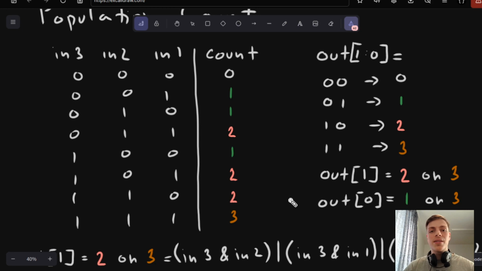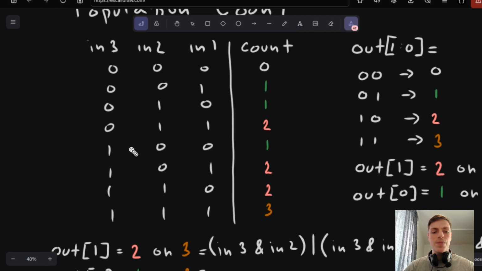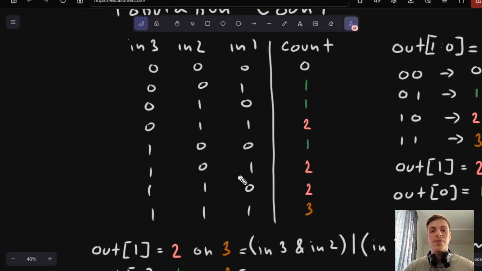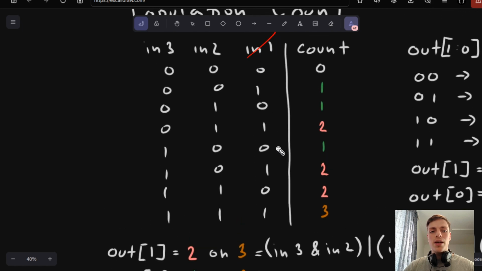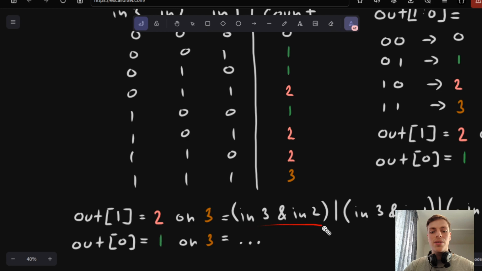And we will implement it the same way as we have done the previous problems. So first we will implement out1. We will look at the rows where the count is equal to 2 or 3. That's this row, this row, this row, and this one. And we can use the reduction as we have learned. For example, in these 2 rows, in3 and in2 are the same, equal to 1, but in1 changes between 0 and 1. So we can get rid of in1, and we can just write in3 and in2.